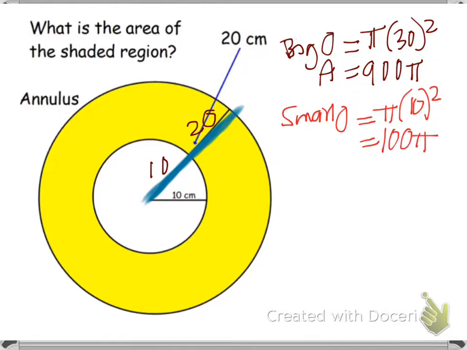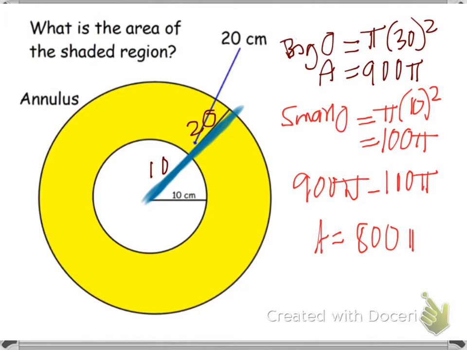And if I subtract those, so I'm going to take the big, subtract out the small. Sorry, I don't normally write this bad, but doing this on the iPad is not pretty. So equals 800 pi. So there we go.